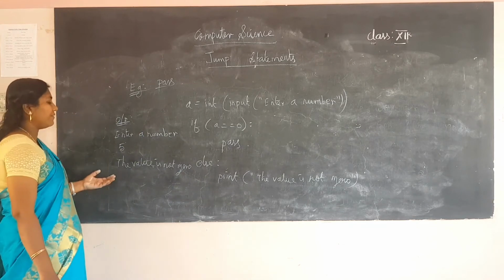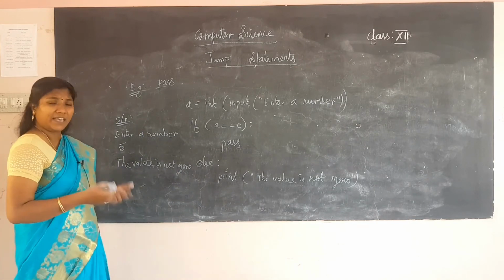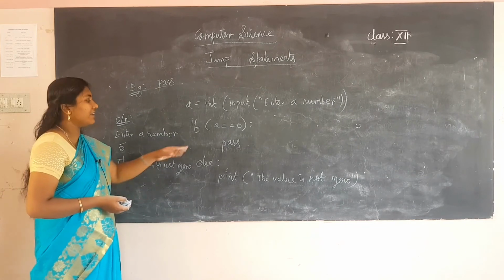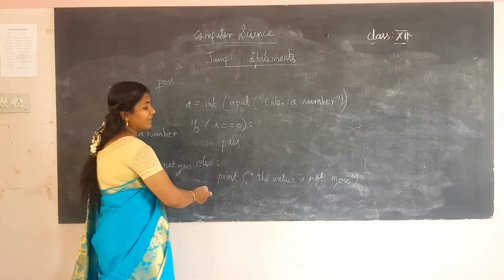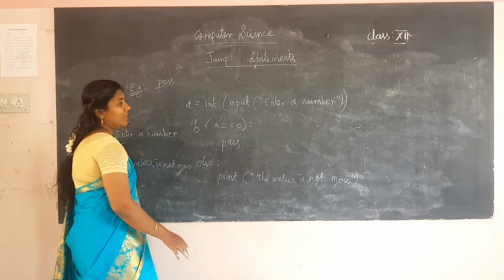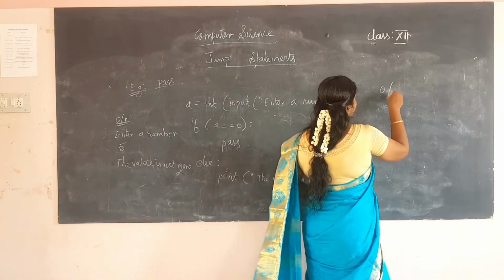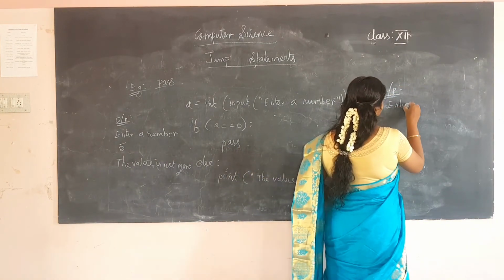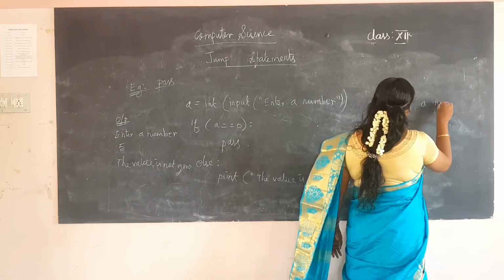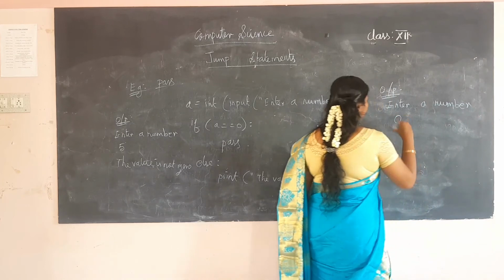So if I am giving the value 5, or any number other than 0, it will not get into the if part. It will go to the else part. In the else part I have given the value is not 0. In case, let us consider another input. It will ask enter a number. Suppose I am giving the value as 0.